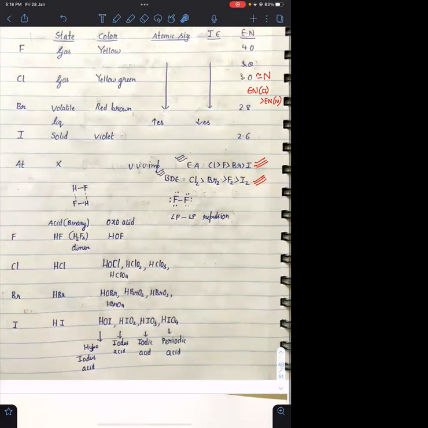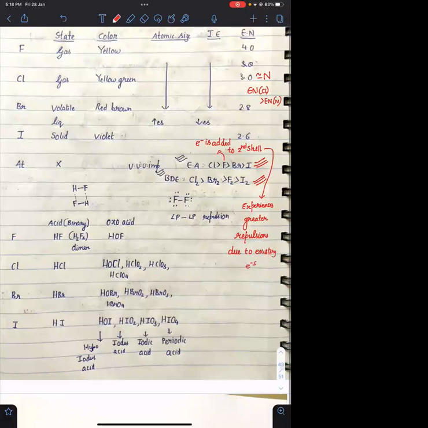The reason is, in case of fluorine, the electron is added to the second shell. Okay, second shell में add करने की वजह से it experiences greater repulsions due to existing electrons.